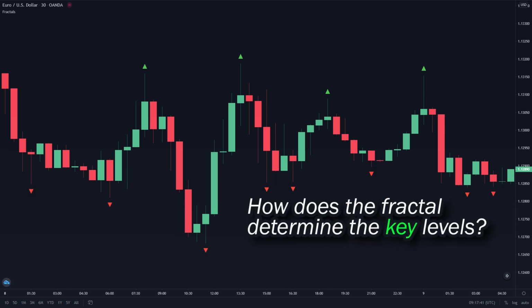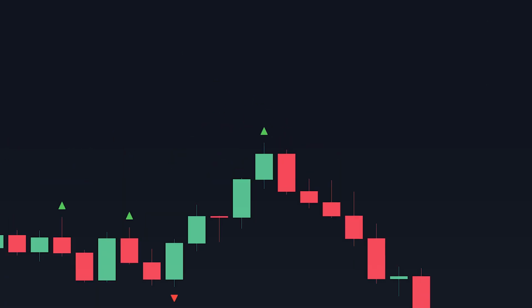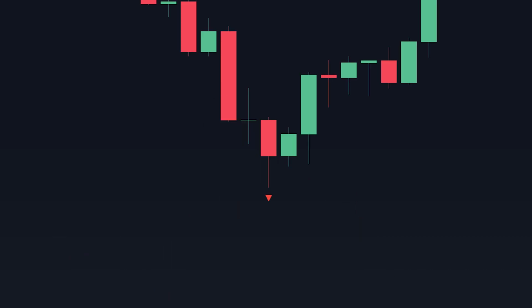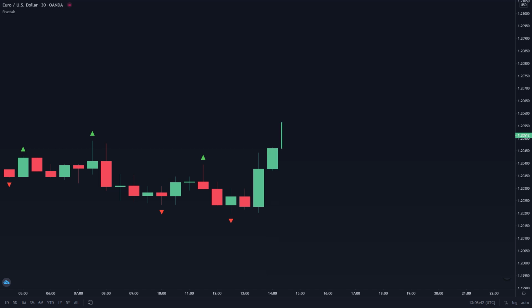So how does the fractal determine the key levels? Basically, a top fractal will appear if the other 4 candles on the sides don't overlap the highs of the middle candle. And a bottom fractal will appear if the other 4 candles on the sides don't overlap the lows of the middle candle. So that is why, if you look at the price in real time, a fractal will only appear 2 candles after they were closed.